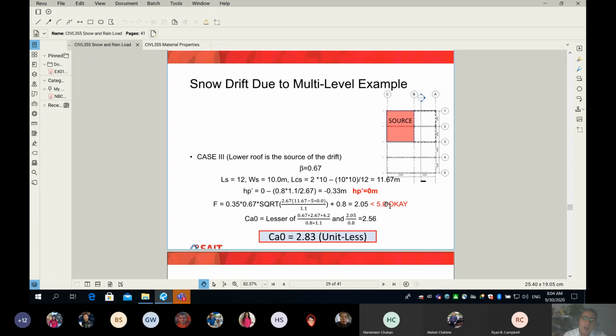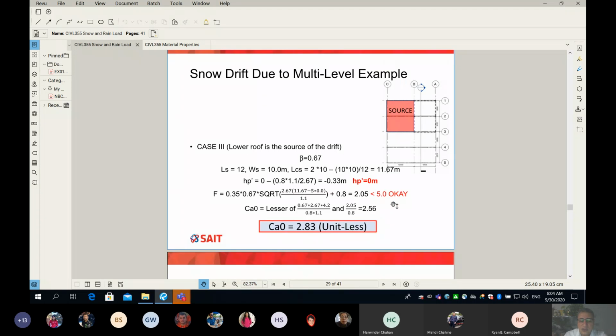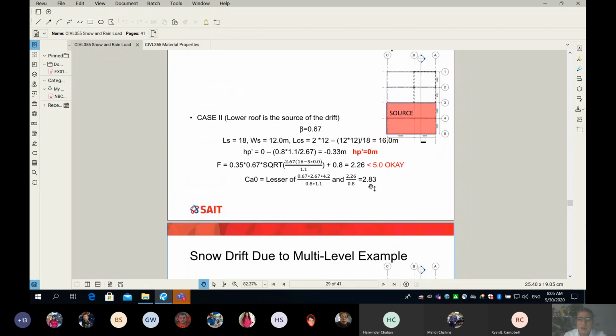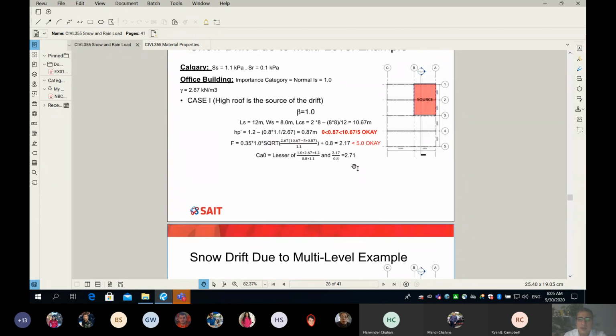For now, we can do the three cases because of the geometry of the roof. But I'm going to show you some geometries where there is no case number 3, or sometimes even no case number 1. I'll show you how, but just wait a few minutes. Now, if you are able to do three cases, then finally you can see in the red box here, this is your Ca0, which is simply the maximum among 2.56 from case number 3, 2.83 from case number 2, and 2.71 from case number 1. So what is your final Ca0?